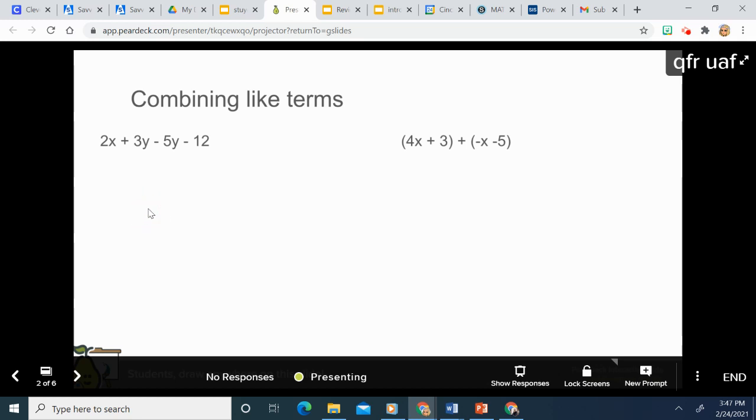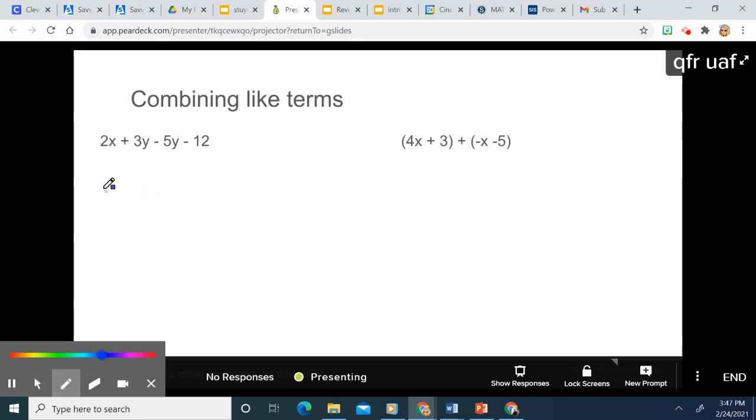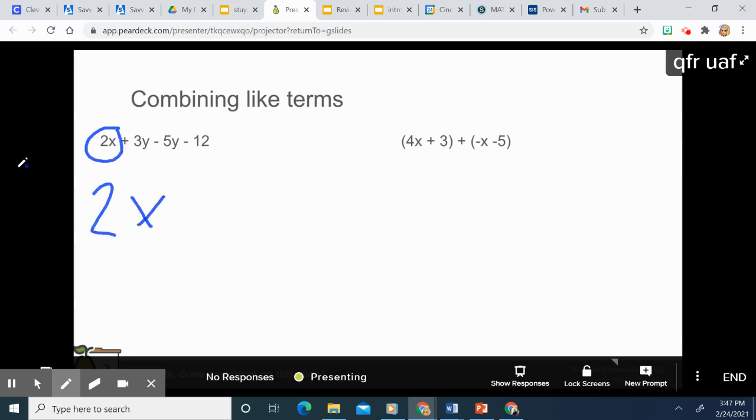Okay, let's go over it. So I have 2x, and then I don't have any more x's, so I don't have anything to combine that with. So I'm just going to drop it down. Then I have positive 3y and negative 5y. Those are like terms, so I can combine those. Well, 3 minus 5 is negative 2, and then I just stick my y there. So far I have 2x, then minus 2y.